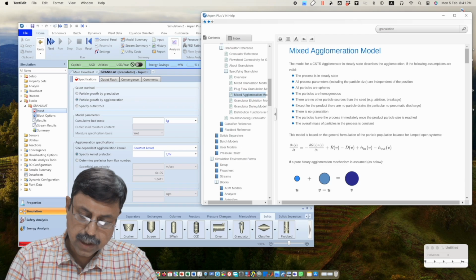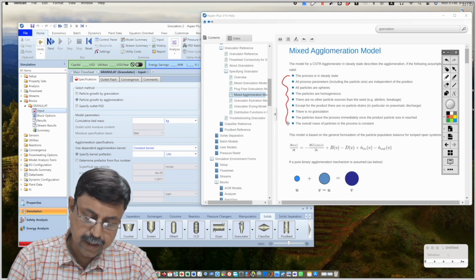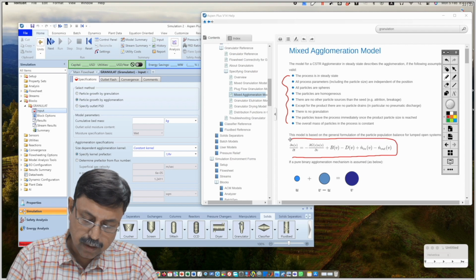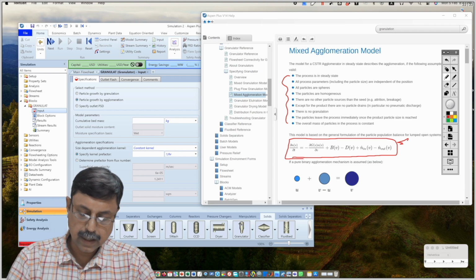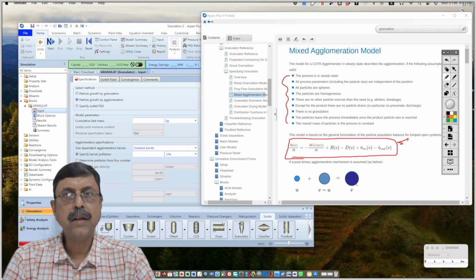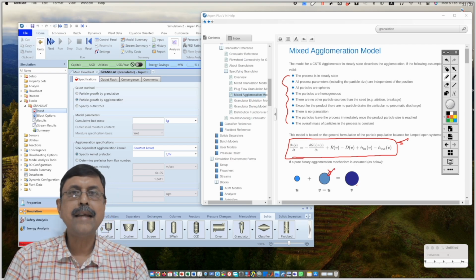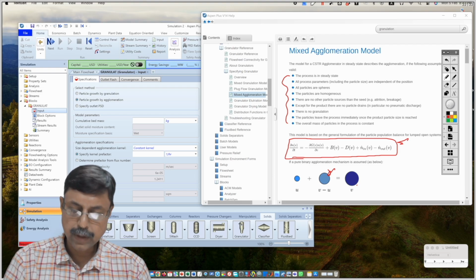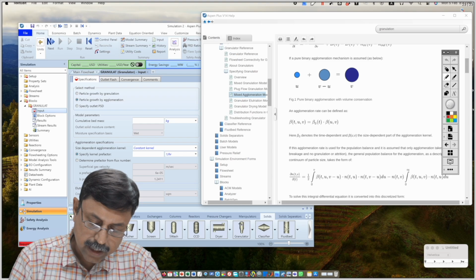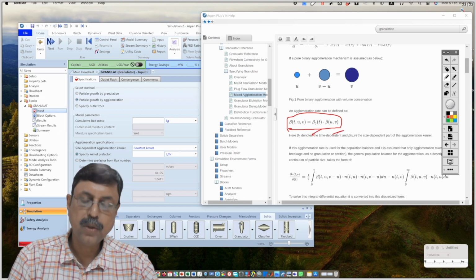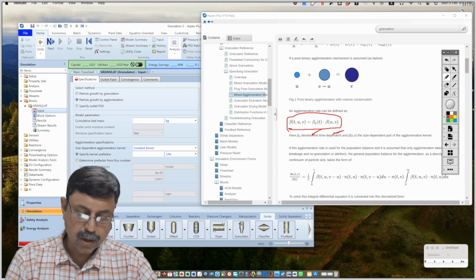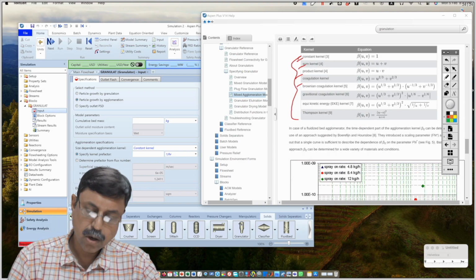So in the mixed agglomeration model, again we have to have a set of assumptions, and after that the model is based on this, okay, where it has been described pictorially. This is U, that is the size of the small particle, and this is V, that is the size of the granule. So V minus U is the increase in size of the particle, okay. Now this is the agglomeration rate, beta, which is a combination of two factors. One is beta naught, another is beta UV. Obviously, beta UV is a function of U and V. So there are 8 of such kernels.